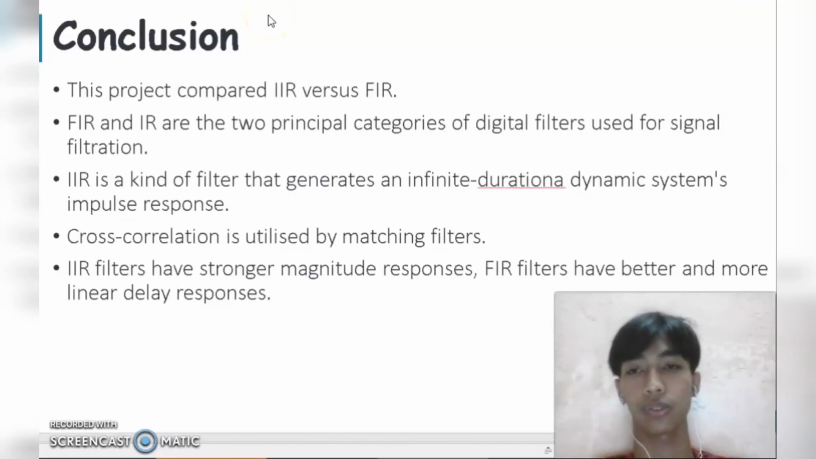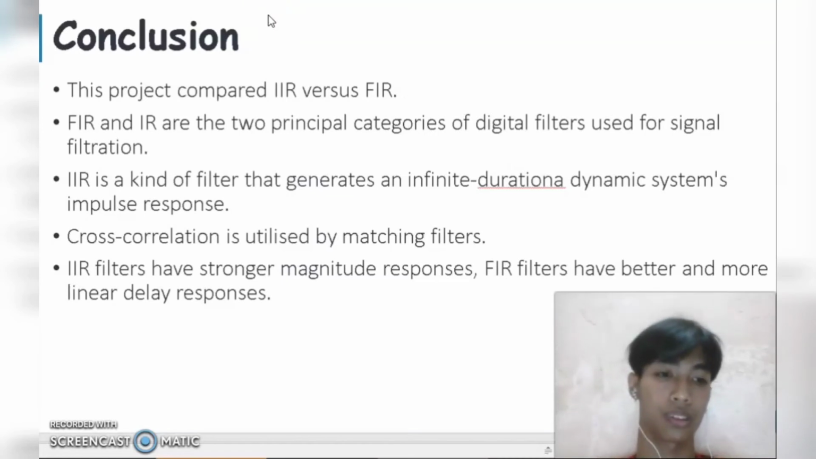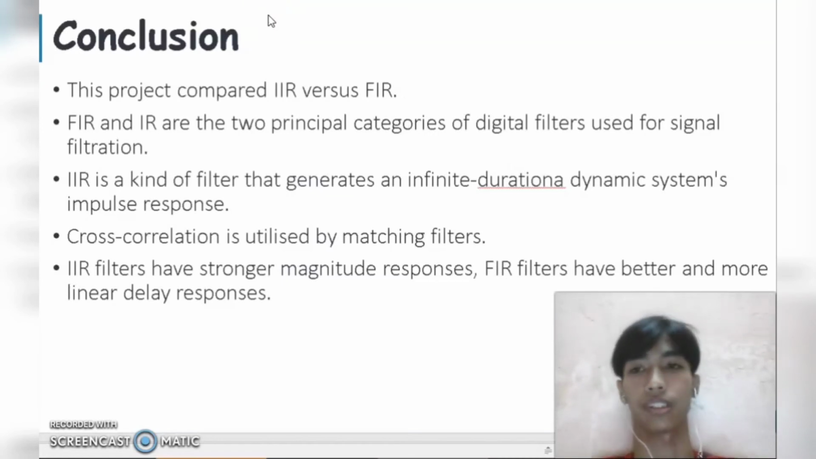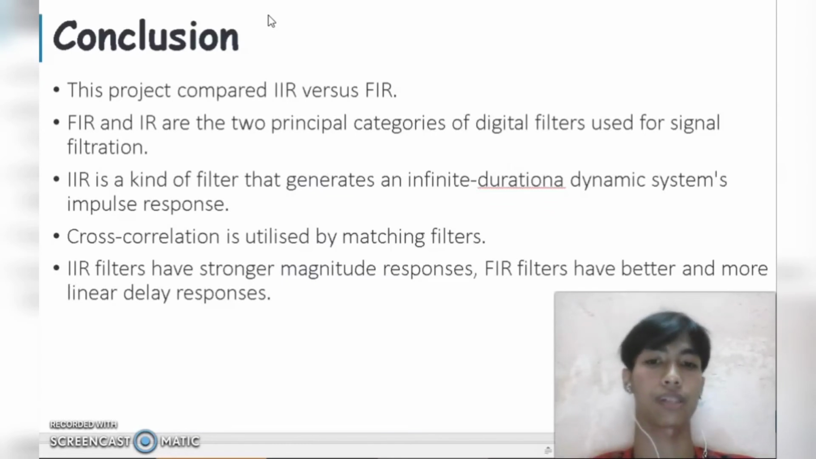My name is Muhammad Asim Afifi bin Yahya. I'm going to continue the last part of our project, which is the conclusion. This project compares IIR versus FIR in terms of magnitude response, magnitude spectrum, and other factors to obtain a close to optimal filter response. We use a convolution, phase spectrum, and the minimal filtering order.